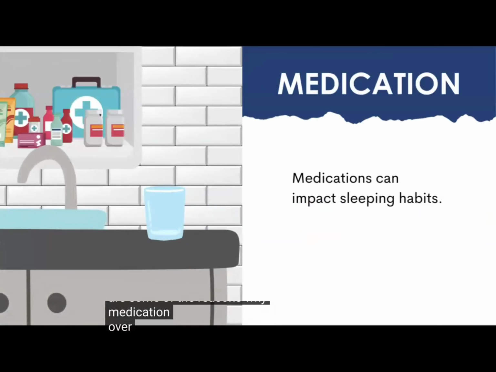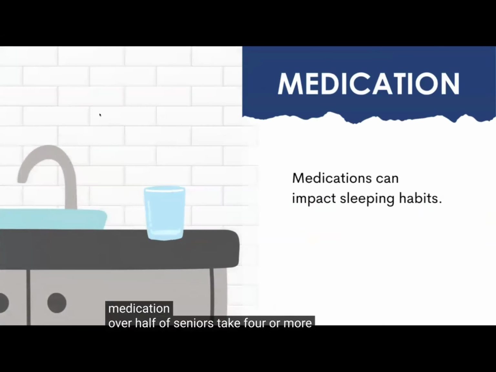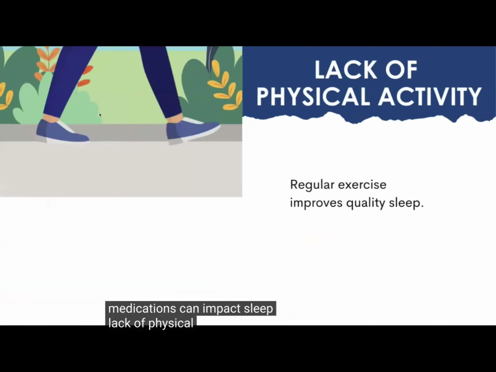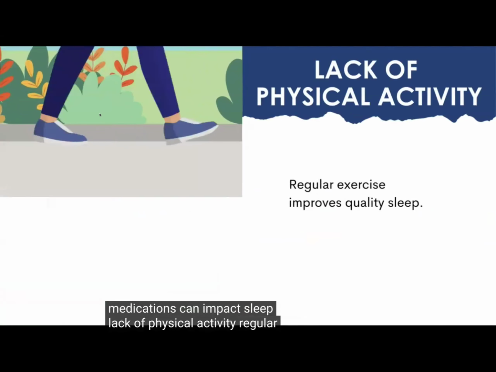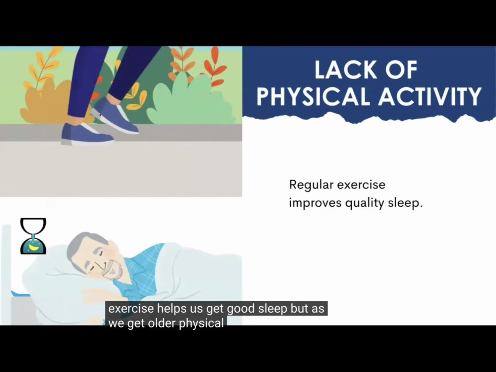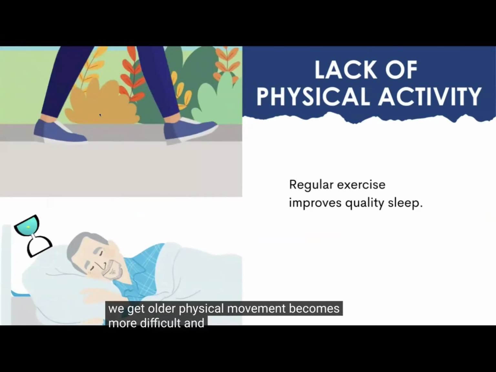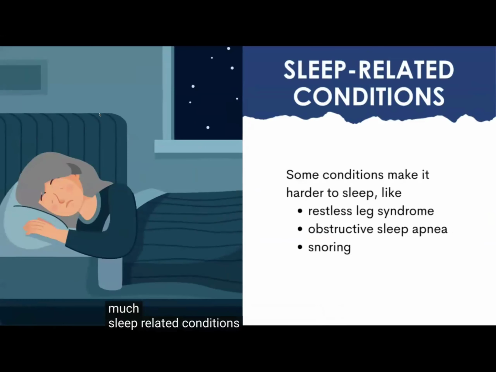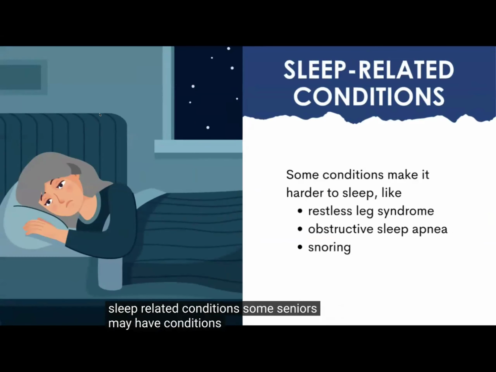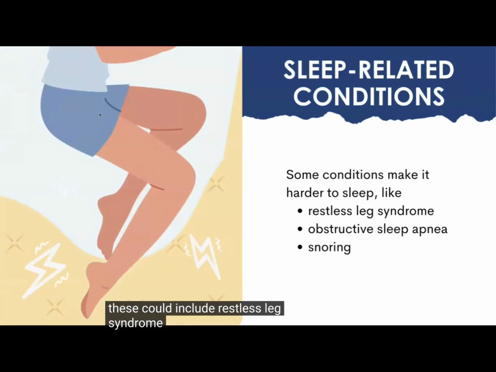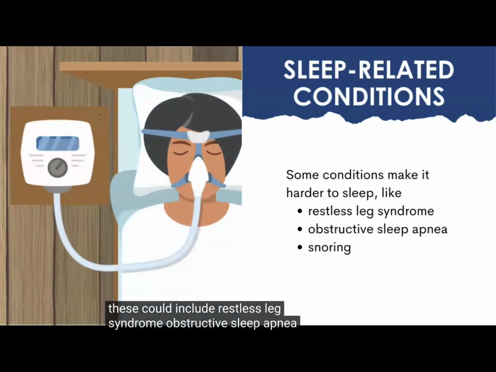Medication. Over half of seniors take 4 or more prescription medications, and these medications can impact sleep. Lack of physical activity. Regular exercise helps us get good sleep, but as we get older, physical movement becomes more difficult and we don't exercise as much. Sleep-related conditions. Some seniors may have conditions that make it hard to sleep. These could include restless leg syndrome, obstructive sleep apnea, and even snoring.